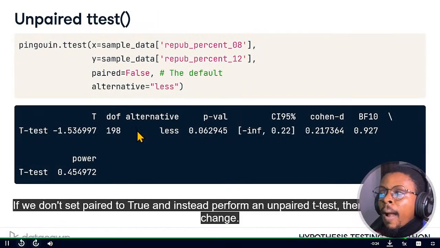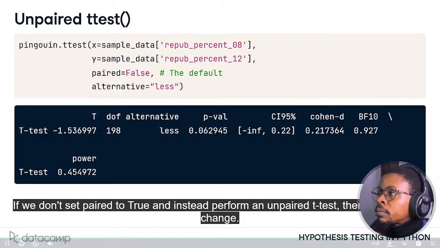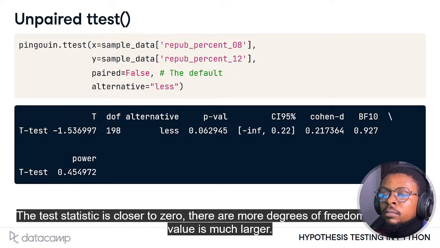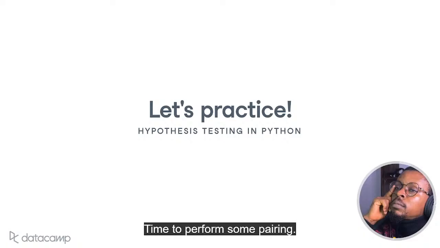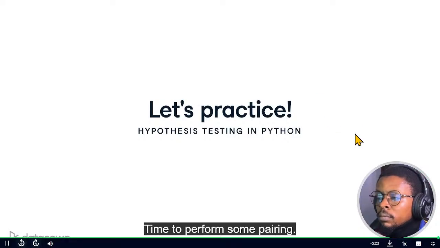Notice that the results in the first 4 columns are the same as before. If we don't set paired to true, and instead perform an unpaired t-test, then the numbers change. The test statistic is close to 0. There are more degrees of freedom, and the p-value is much larger. Performing an unpaired t-test when our data is paired increases the chances of false negative errors. Time to perform some pairing.